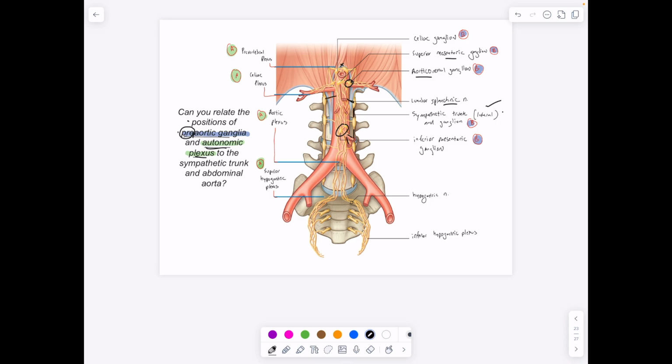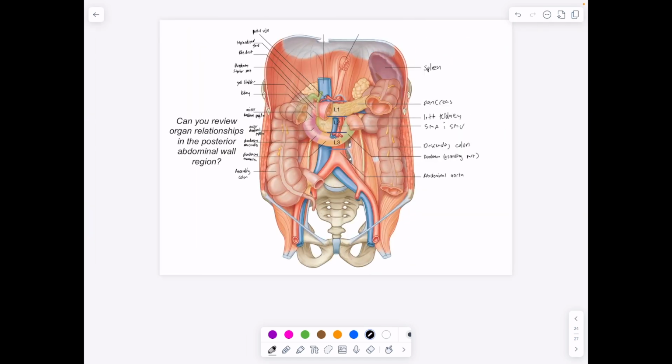And then in terms of our plexi, again, the axons, prevertebral plexi, so around this region, celiac plexi, this region, aortic plexi here, and then superior hypogastric plexi here. This would be the hypogastric nerve, and then down here we have the inferior hypogastric plexi. All right, then can you review organ relationships in the posterior abdominal wall?